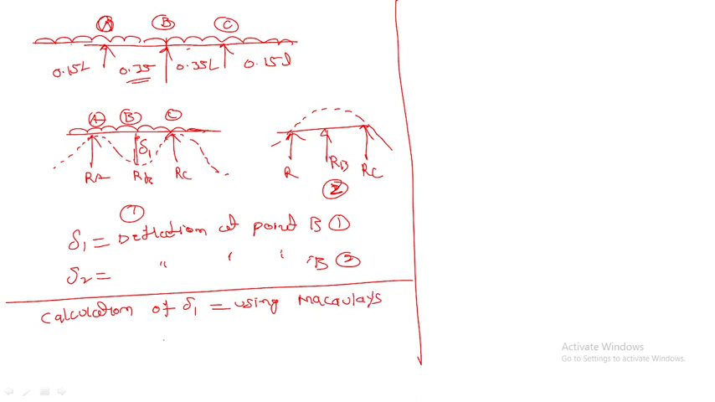Using Macaulay's method. How can we find it using Macaulay's method? Let me start here. d²y/dx² = M/EI. So this is the starting equation.